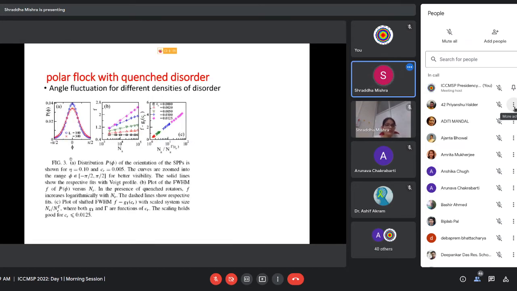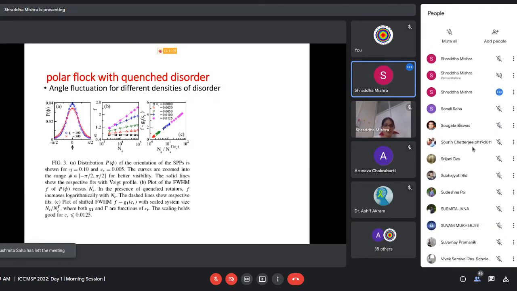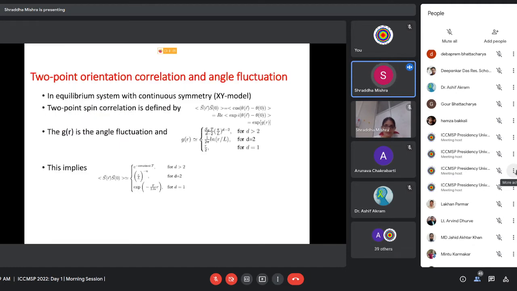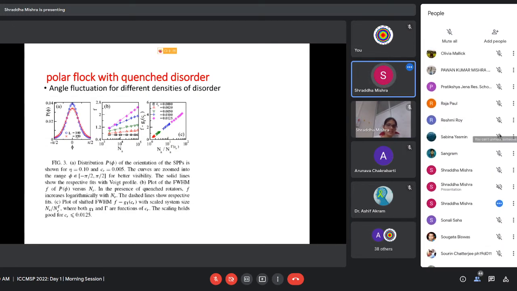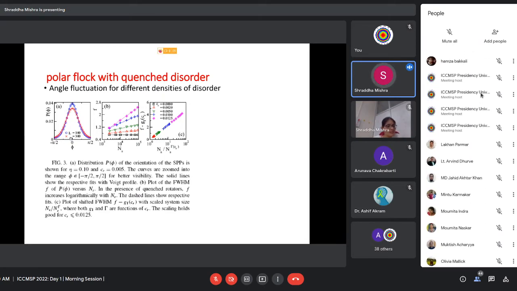Now we want to compare this with our system in the presence of rotators, the obstacles. We calculated the angle fluctuation of different particles, the distribution of angle fluctuation, first for zero obstacle density, and then for finite obstacle density, for two different system sizes. In our system we are not calculating as a function of R; we have replaced R by the system size, which is equivalent to studying it as a function of R. We found that as I increase the system size, this curve is broadening, which means the fluctuation is increasing.